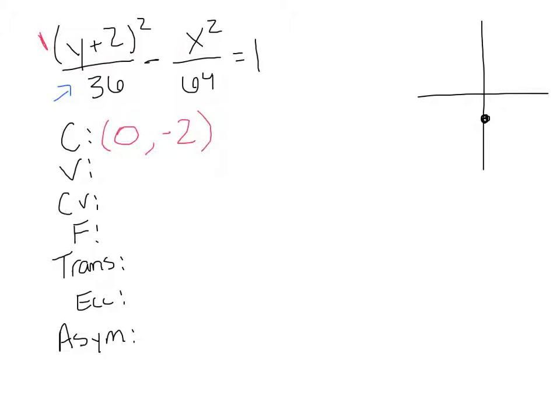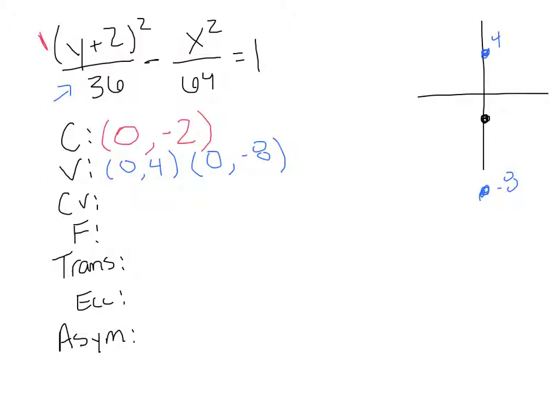So this tells me I'm going to move up and down 6 from the center to get to my 2 vertices. If we move up 6 from -2, we're going to end up at 4. If we move down 6 from -2, we're going to end up at -8. So my 2 vertices are (0, 4) and (0, -8).